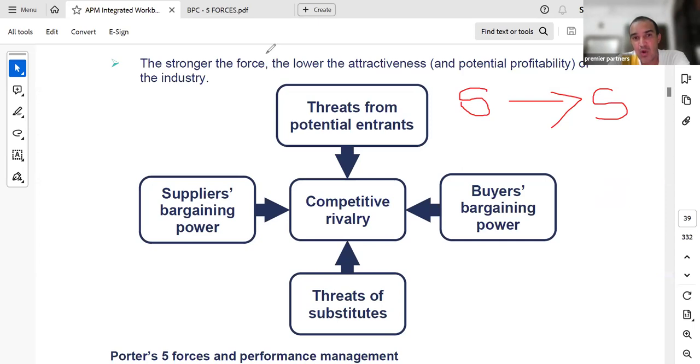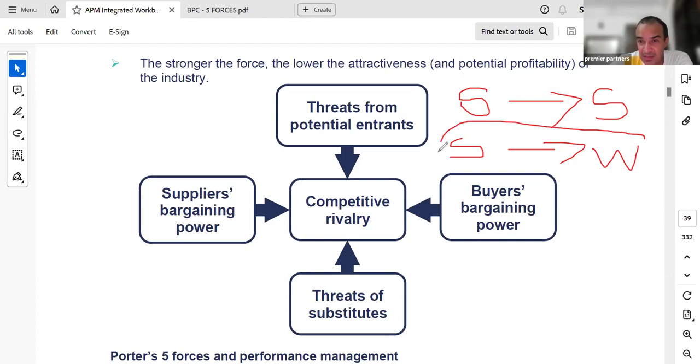Strength of the forces are strong, meaning bargaining power of customer is high, threat of new entrants is high, threat of substitute is high, competitive rivalry is high, supplier bargaining power is also high. Exactly. So all three of you understand that. So that's really good. So if the strength of the forces are strong, profitability is low. If the strength of the forces are weak, then profitability is high. So you enter an industry where the strength of the five forces are weak. That's the conclusion. All right.